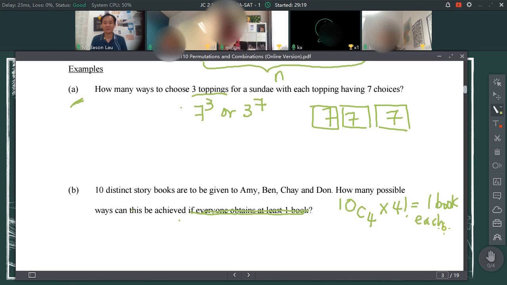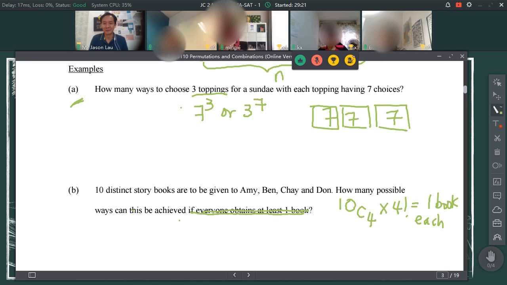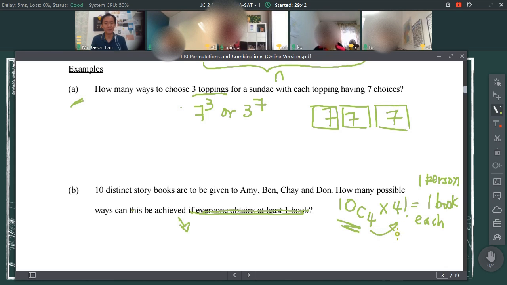10 choose 4 times 4 factorial is one person, one book. The meaning of 10 choose 4 is that you choose only 4 books to give to the 4 people. Then the 4 factorial is to arrange them among the 4 people, because each person has 4, then 3, then 2, then 1 options, right? Correct.